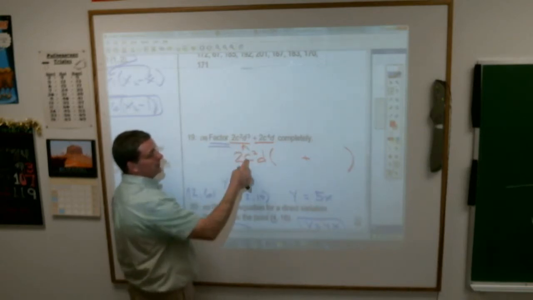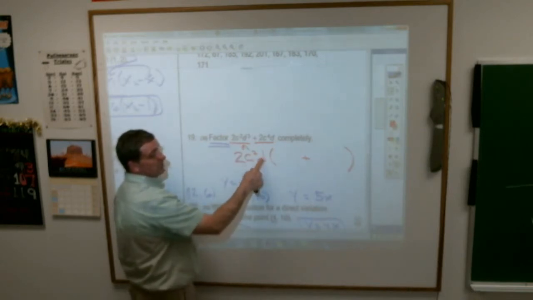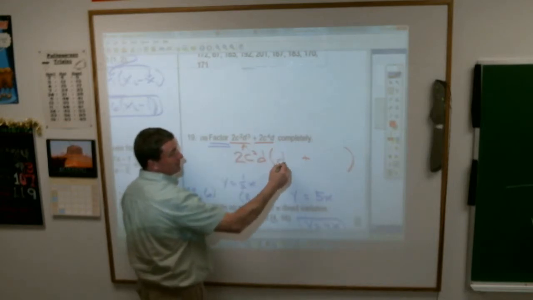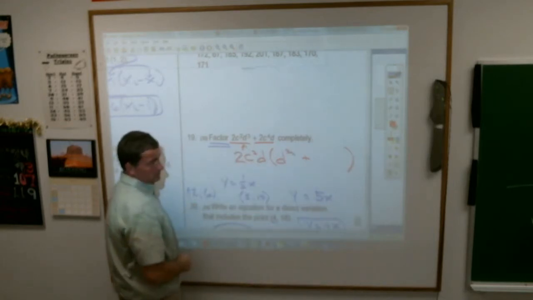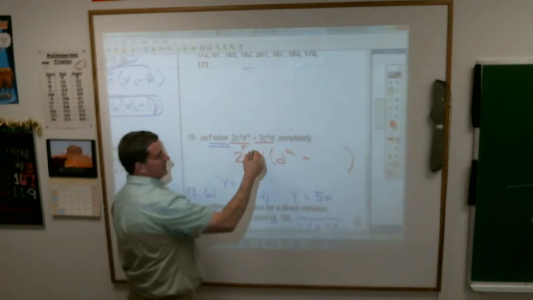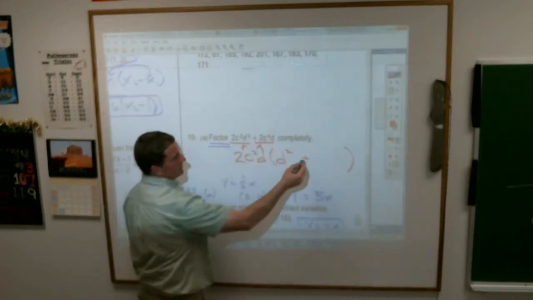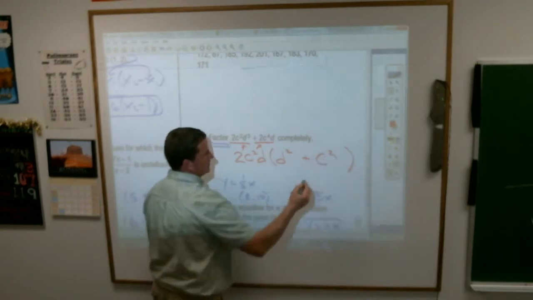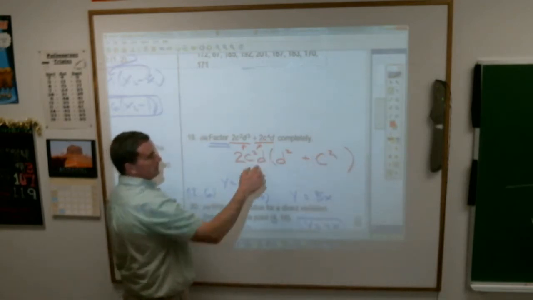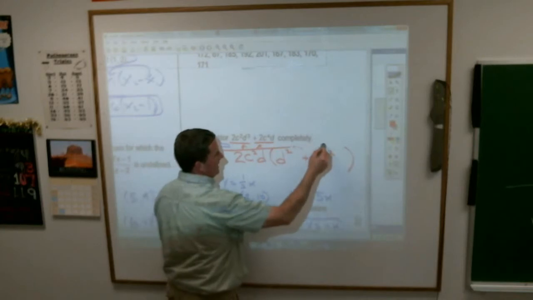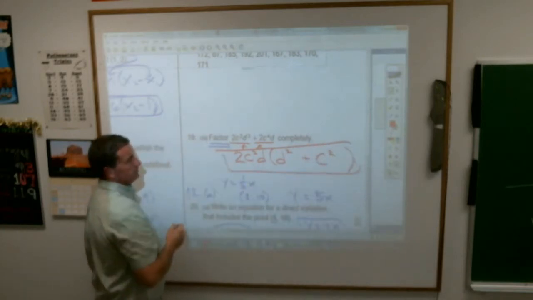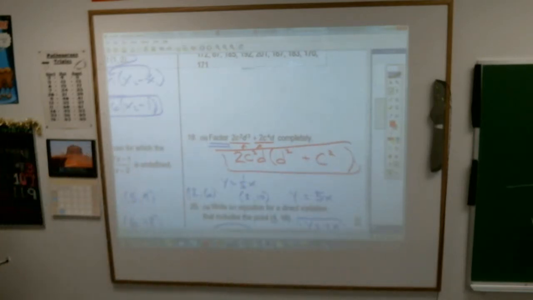Well, I have the 2 already. I have the c already. I need to go from d to d cubed, so that is my d squared. What do I multiply this by to get my next term? I have the 2. I have to go from c squared to c to the 4th, so I need c squared. I already have the d, so I don't need that. This is factoring it out, like that.